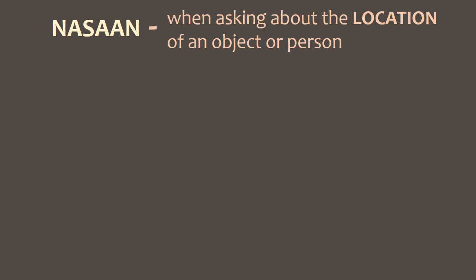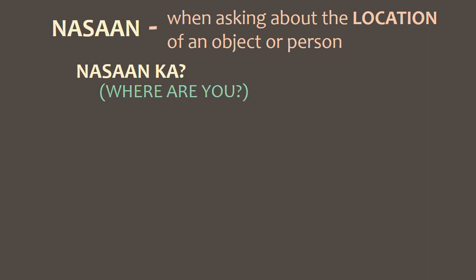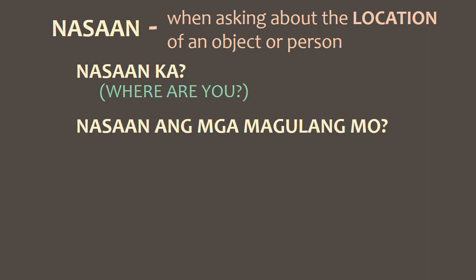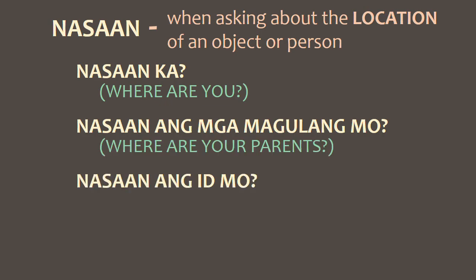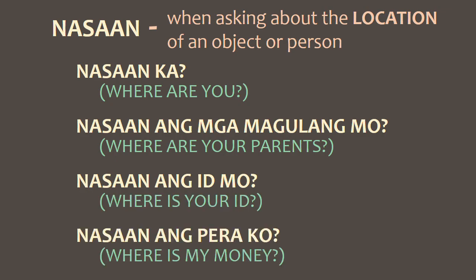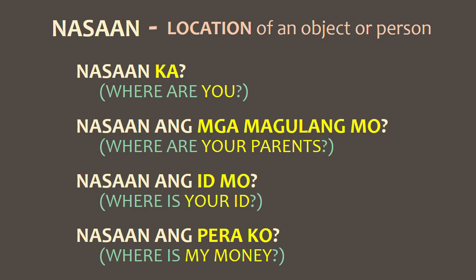Nasaan is used when you are talking about a location of a specific person or an object. Halimbawa, nasaan ka? Where are you? Nasaan ang mga magulang mo? Where are your parents? Nasaan ang ID mo? Where is your ID? Nasaan ang pera ko? Where is my money? As you can see in all of my examples, there is a person or an object whose location is being asked.